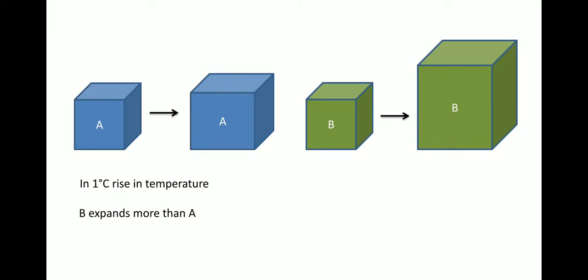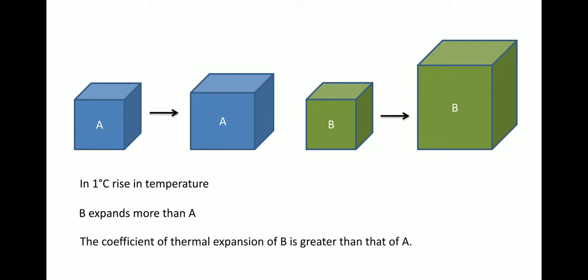So in this case, we can say that the coefficient of thermal expansion of B is greater than that of A. This means that the coefficient of thermal expansion determines by how much the body is going to expand or contract with every degree rise or fall in temperature.